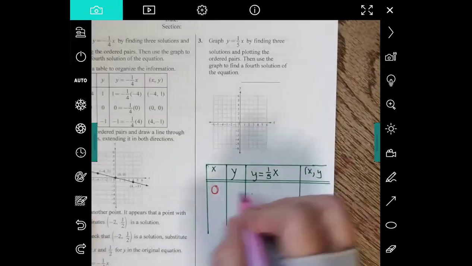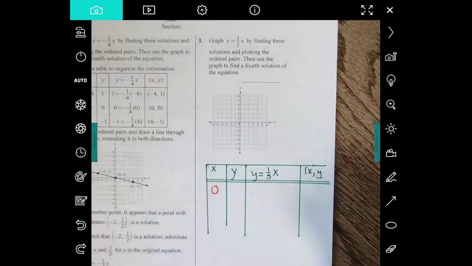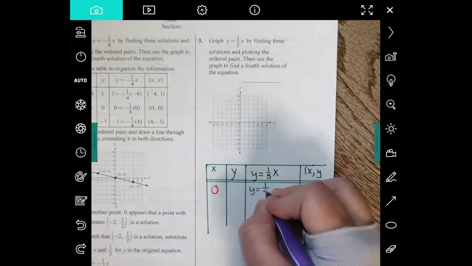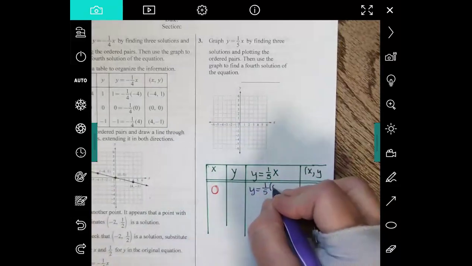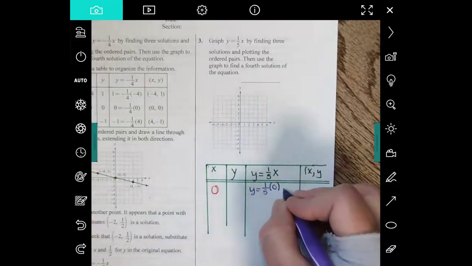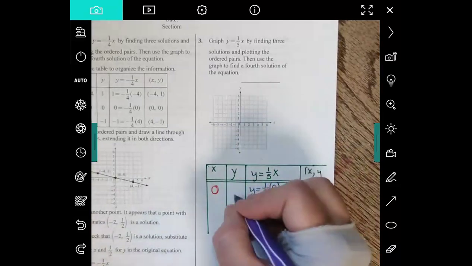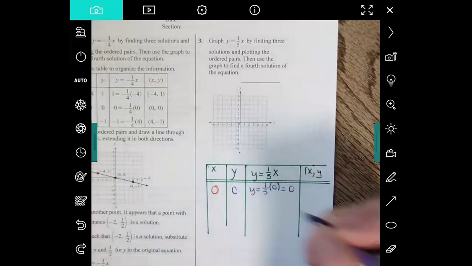Okay, now to figure out the y, we don't get to pick the y. We have to calculate the y. So go over here. Y is going to be 1/5 of X, and X we chose to be 0. 1/5 of 0 is 0. So when I put a 0 in for X, Y also turns out to be 0.